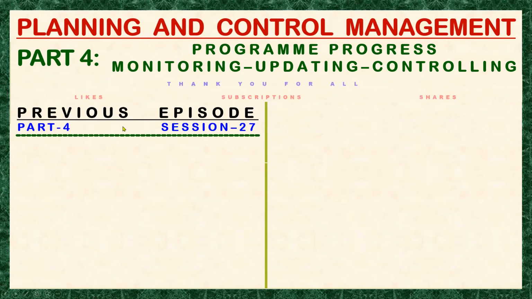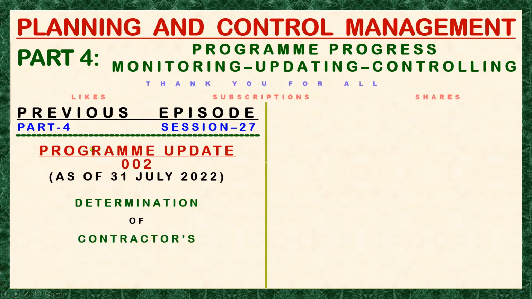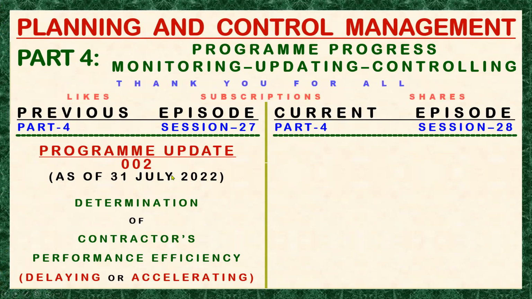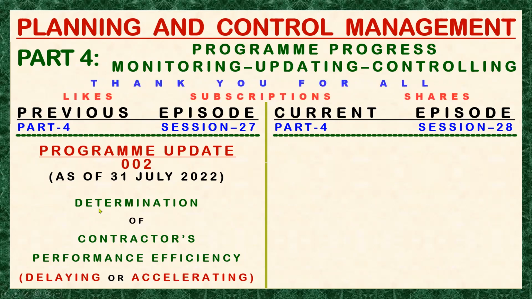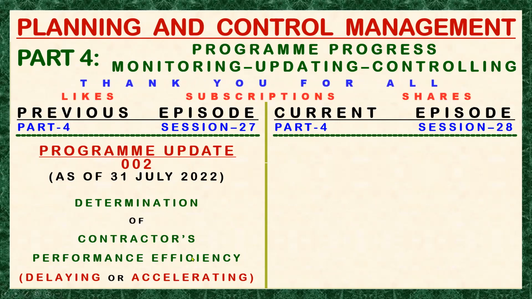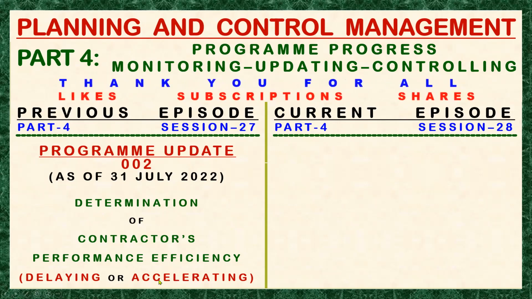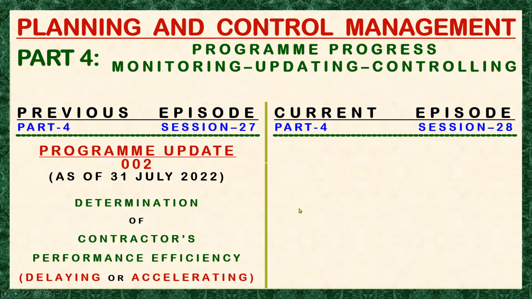Our previous episode was Part 4, Session 27. That was about the program update 002 as of the month of July 2022, and it was specific to the determination of contractors' performance efficiency. It could be delaying or accelerating the project.